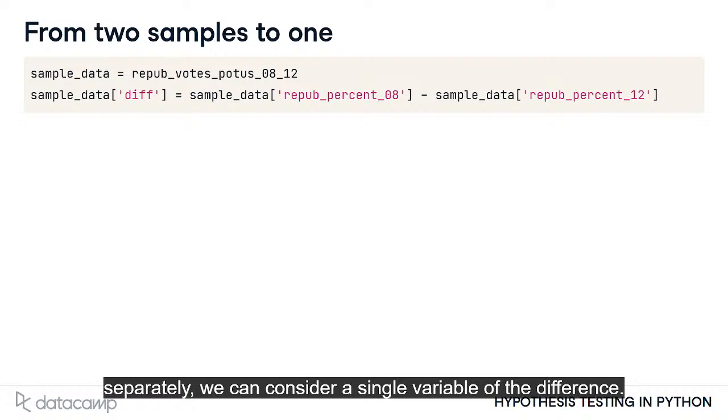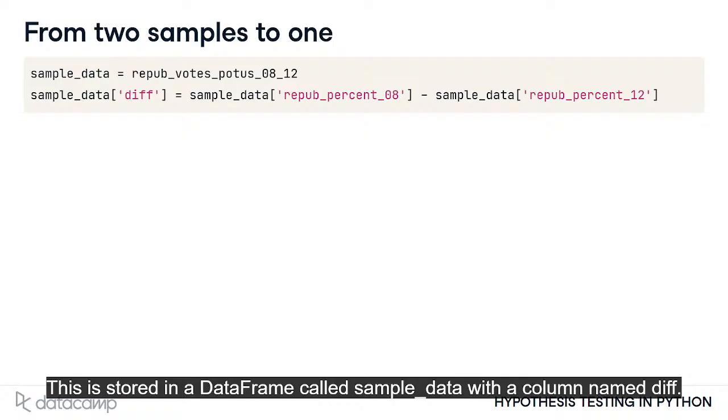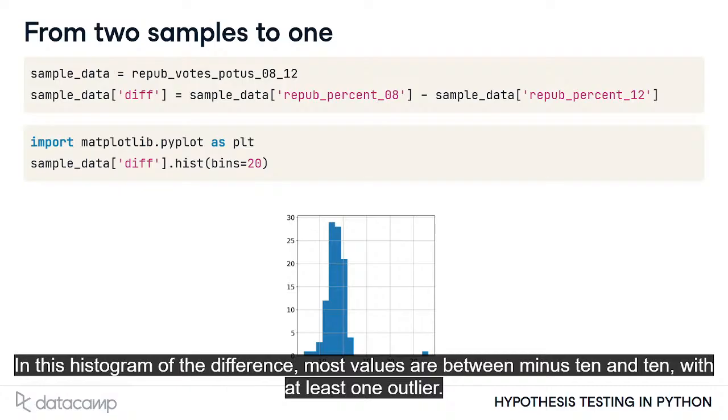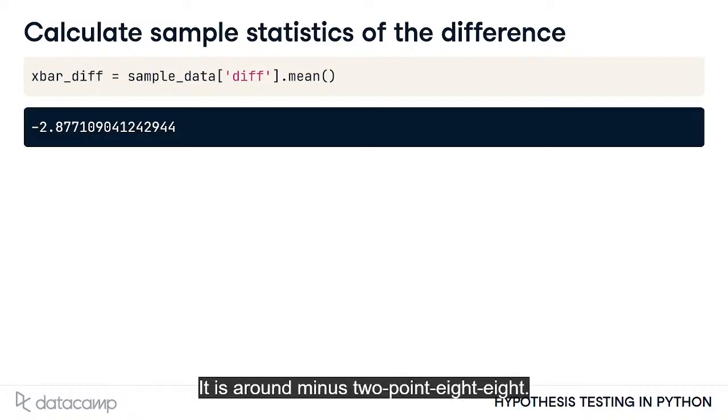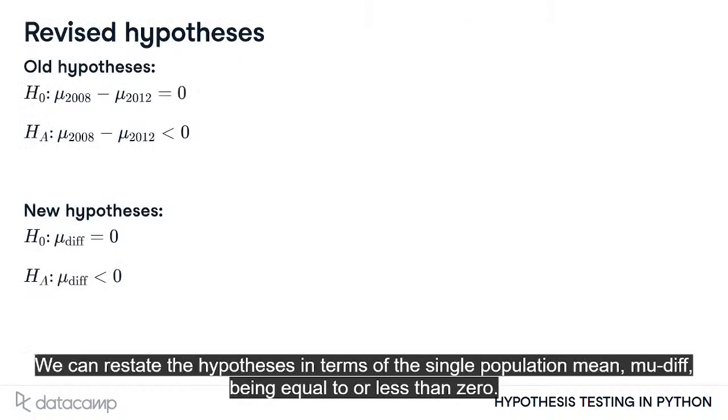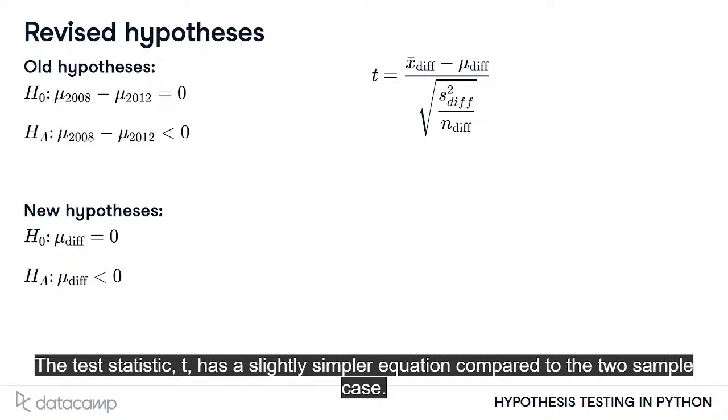For paired analyses, rather than considering the two variables separately, we can consider a single variable of the difference. This is stored in a data frame called sample_data, with a column named diff. In this histogram of the difference, most values are between -10 and 10, with at least one outlier. The sample mean, x bar, is calculated from this difference. It is around -2.88. We can restate the hypotheses in terms of the single population mean, mu diff, being equal to or less than 0. The test statistic t has a slightly simpler equation compared to the two-sample case.